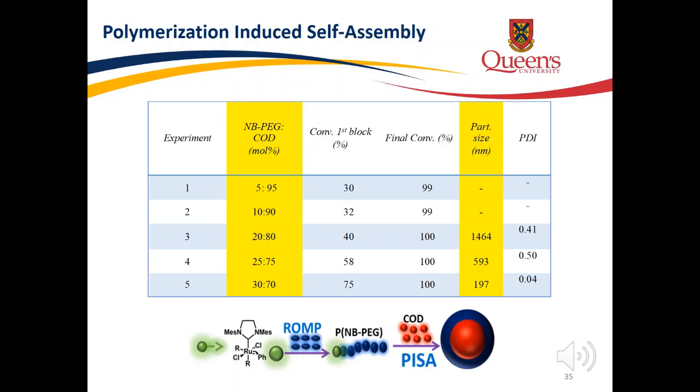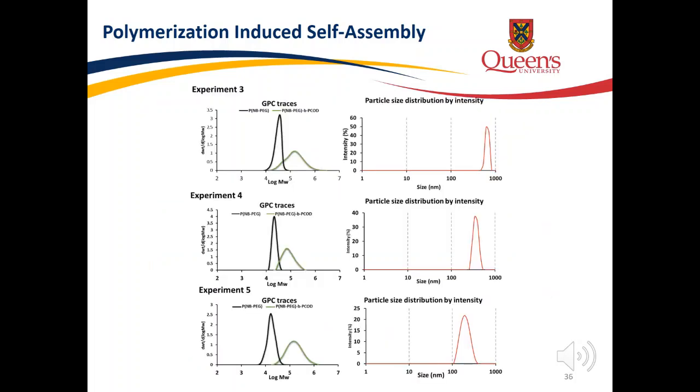And we do get full conversion at the end of it, although not full conversion of the first block, but about 75% conversion of the norbornene block. And that just really illustrates how important the ratio of the blocks is in determining not only the shape you get, but the size of the individual nano-objects that you're going to be making.